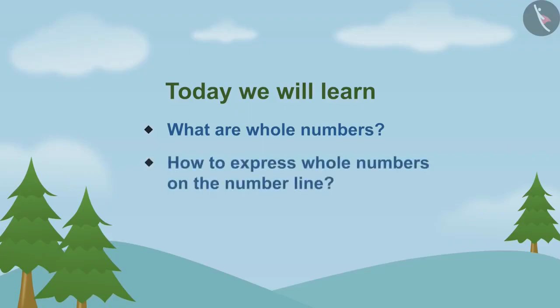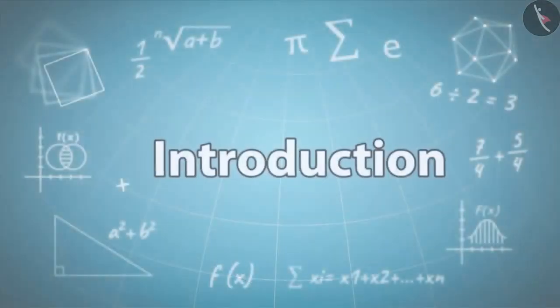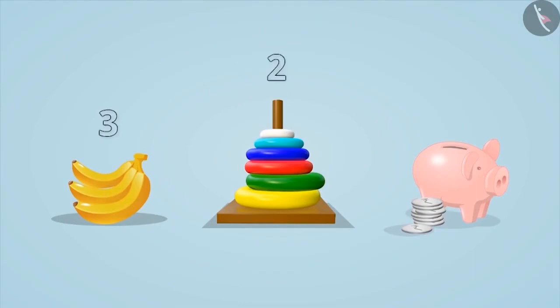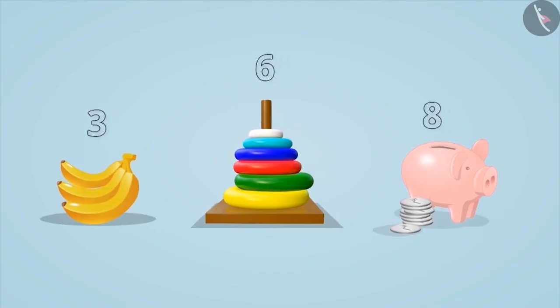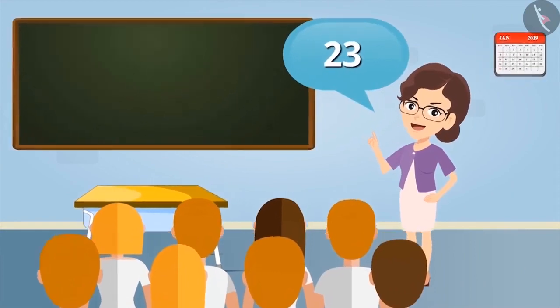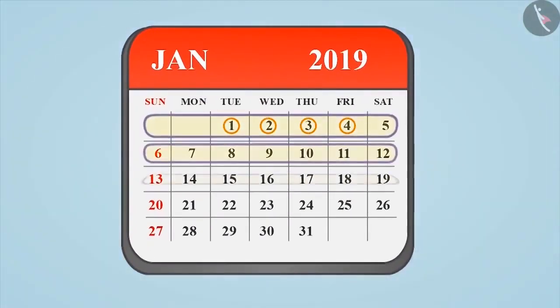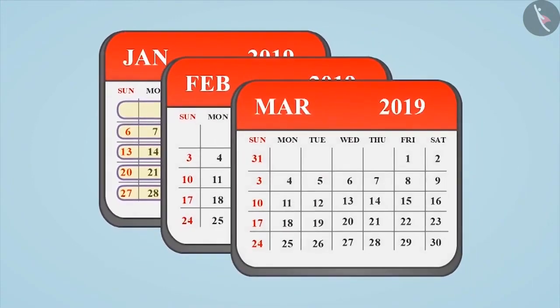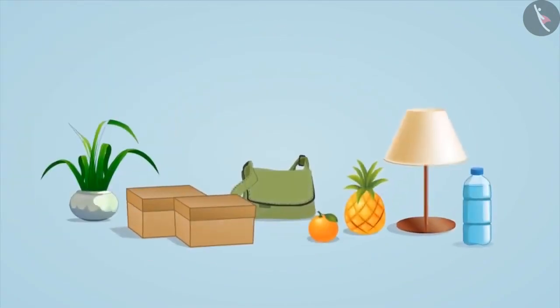and how to express them on the number line. In our daily life, we count in many situations. Counting the students in a class, counting the days, weeks, and months, counting various objects, etc. Whenever we begin counting, numbers like 1, 2, 3, 4, 5, 6, 7, 8, etc. come to our mind naturally.